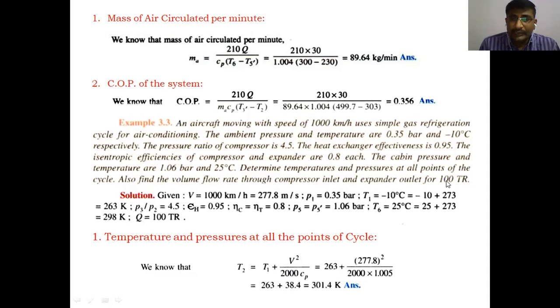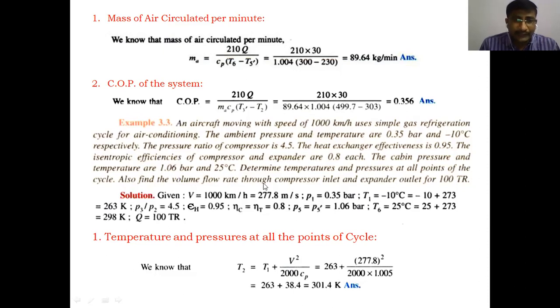Then finally, the cooling load in the cabin is 100 tons of refrigeration, which is taken as Q equal to 100 tons of refrigeration. This is the given data in the problem, the third problem, which is running on the simple air cooling system. Clear, students?